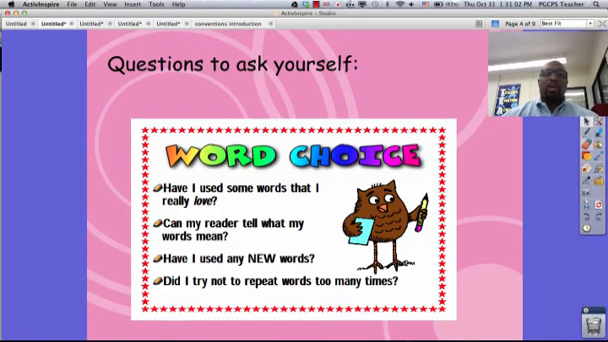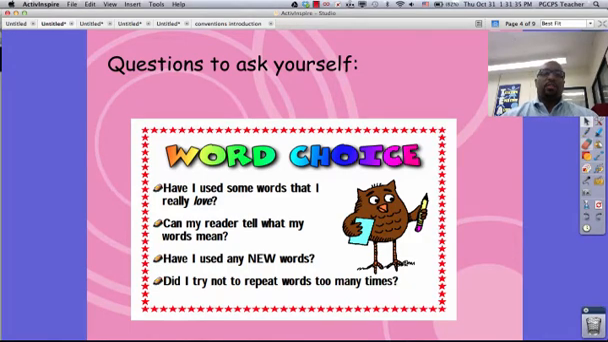So we want to try to expand our vocabulary, use different words, possibly use a thesaurus to look at words that would be a better substitute for the words that we've been using. And then lastly, did I try not to repeat words too many times? Again, this speaks to having a word bank, a vault, if you will, of words that we could pull from so that we're not being repetitive in our writing and we mix it up, make our narratives more descriptive, more vivid, and less repetitive.